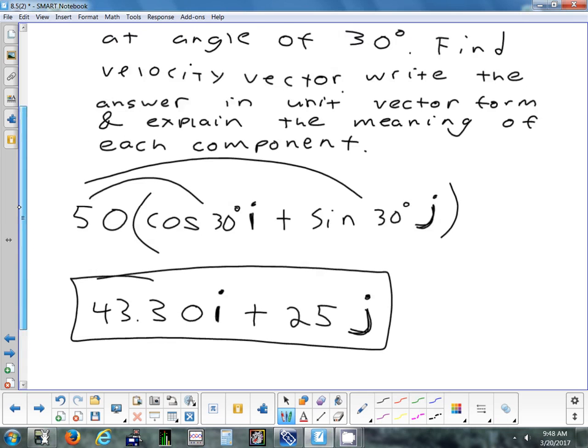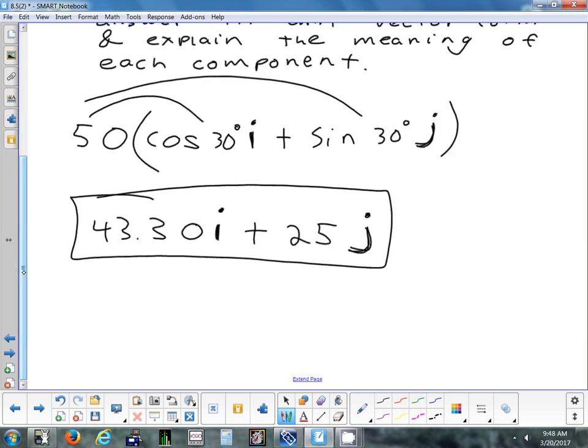Okay, now the second thing they asked us to do is explain the meaning of each component. Okay, well, we know that's the horizontal component, and that's the vertical component, but what does that really mean in this problem? Anyone think they can tell me what either one of these numbers has to do with throwing an object at 50 miles an hour at an angle of 30 degrees? What are these two numbers? Brad?